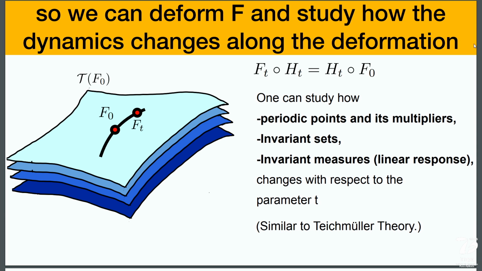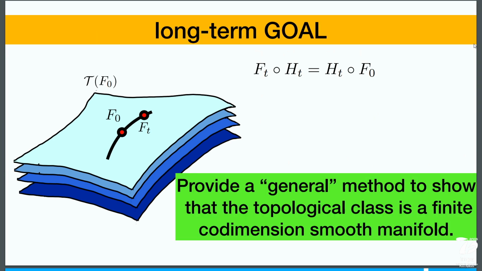It's exactly like Teichmüller theory. There are many ways to geometrically represent a compact topological surface, which has a hyperbolic Riemann surface, and when you move a point inside the Teichmüller space, the lengths of the closed geodesics change, and you want to see what happens. It's exactly the same thing, but it's infinite dimensional Teichmüller theory. So the question, what I'm proposing, is to provide a general method to show that the topological classes are finite codimension smooth manifolds.